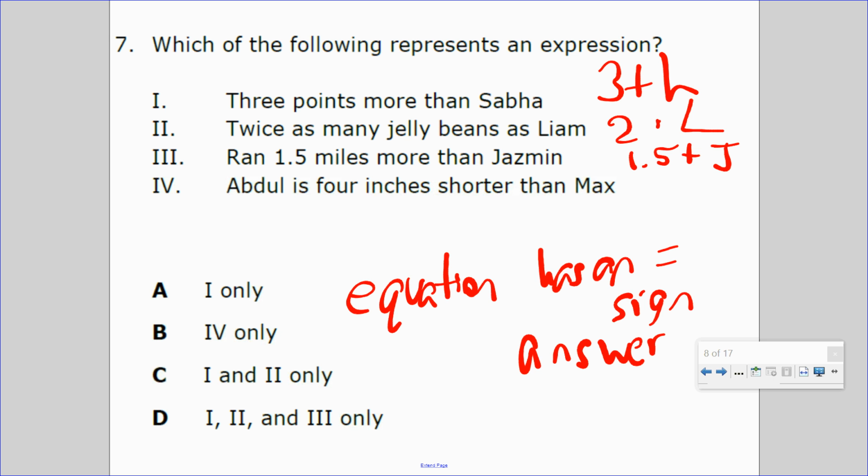I ran 1.5 more than Jasmine. Nope, no answer. Abdul is 4 inches shorter than Max. So Abdul, his answer is 4 inches. So we have to subtract 4 inches from Max. So this is an equation. This is an equation. So the rest must be expression, expression, expression. So the answer is D.